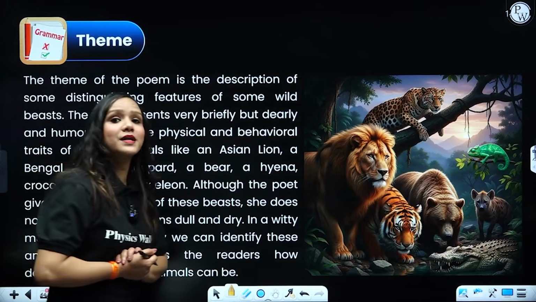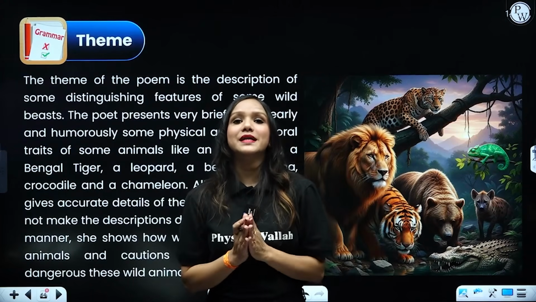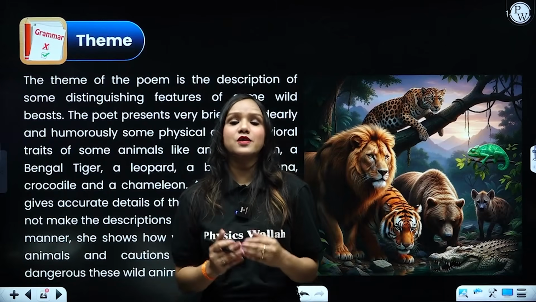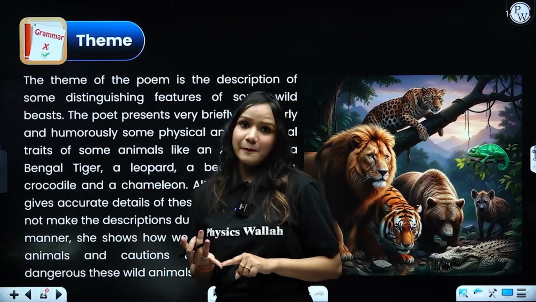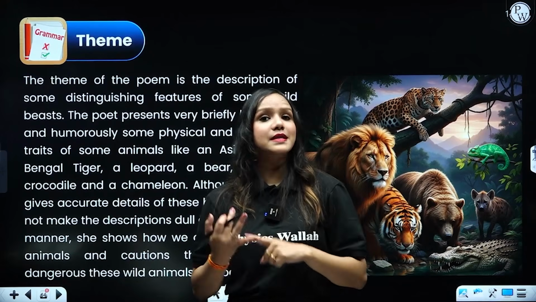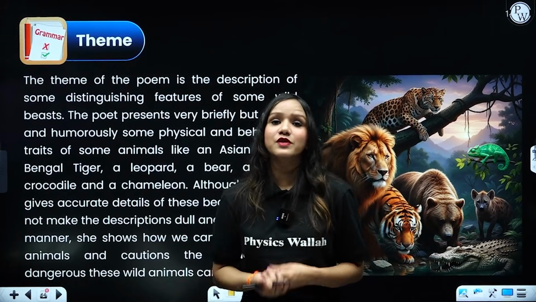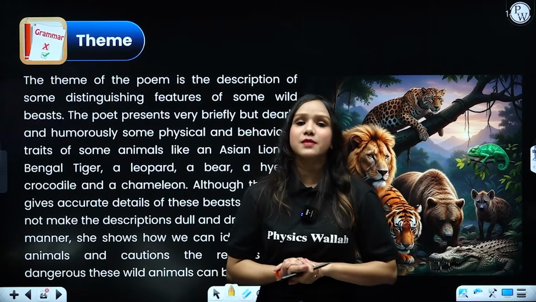As I just told you, this is very, very important for you to understand. You see that the poem consists of 6 different vivid stanzas that tell us the description of 6 different wild animals. In the first stanza, we have seen that the Asian lion is being described, if you visit the eastern parts of the jungle. In the second stanza, if you come across a large and tawny beast, if he roars at you, remember it's the Bengal tiger.